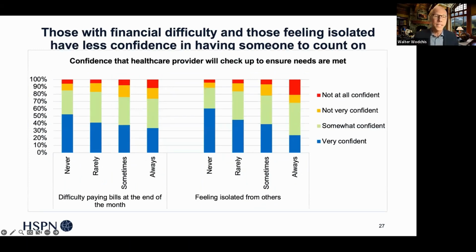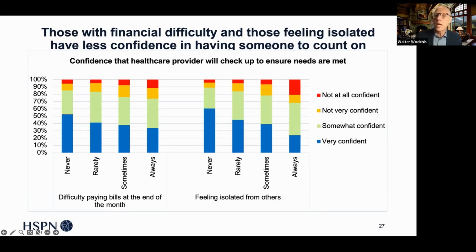Once people have accessed care, what about their confidence that the healthcare provider will check up to ensure that their needs are being met? And what's the level of confidence that people have? You see that this varies a little bit across whether people can pay bills at the end of the month, a little bit of a gradient, not too strong, but it's there. But feeling isolated, especially when you get into that population that are always feeling isolated from others, they are having much more difficulty in having confidence that someone's actually checking up on them. And that's probably tightly related. If no one's checking up, they're feeling more isolated.